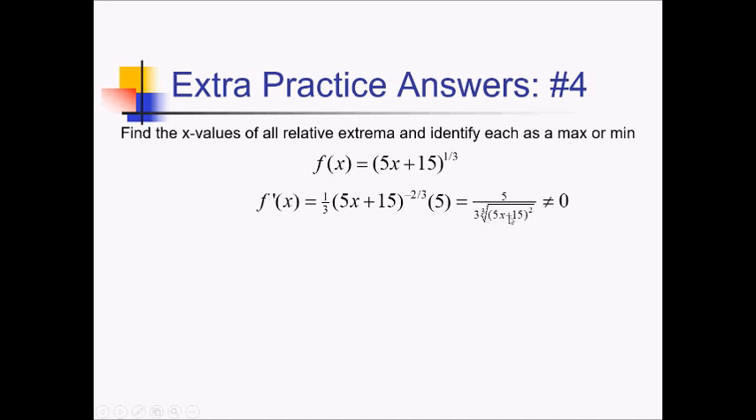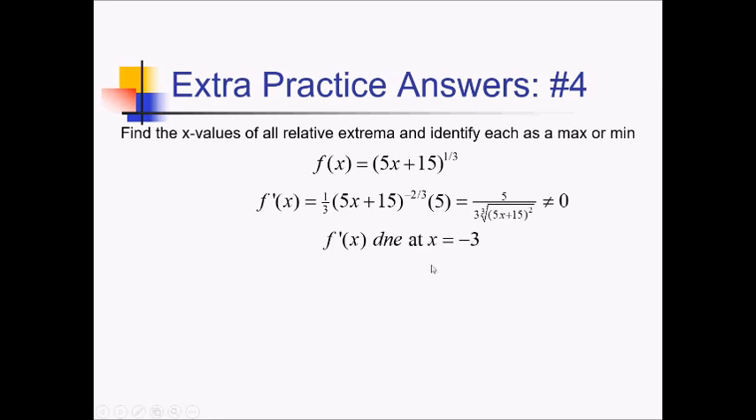But if this whole thing comes out to 0, then I'm in trouble. So if x equals negative 3, so that I have negative 15 plus 15, that zeroes out my denominator. So f prime then does not exist at x equals negative 3.